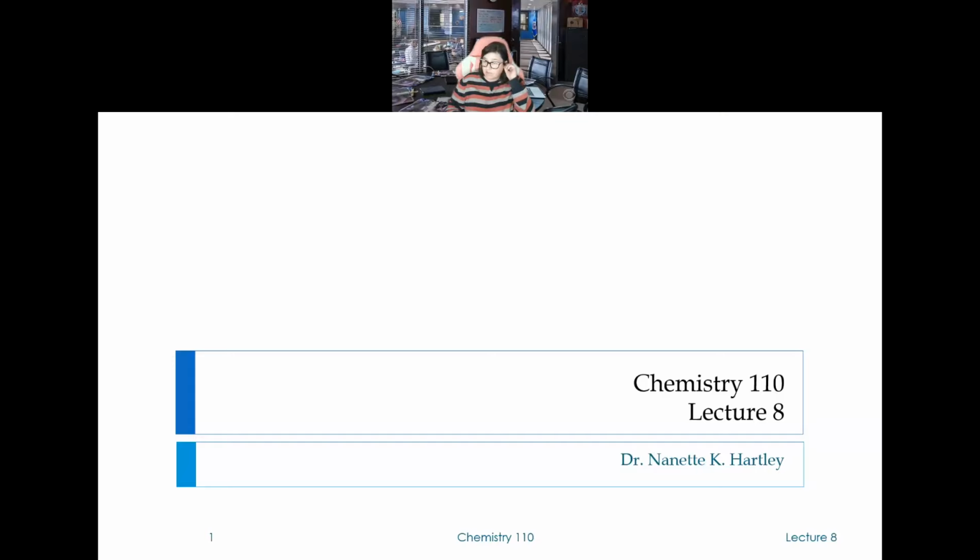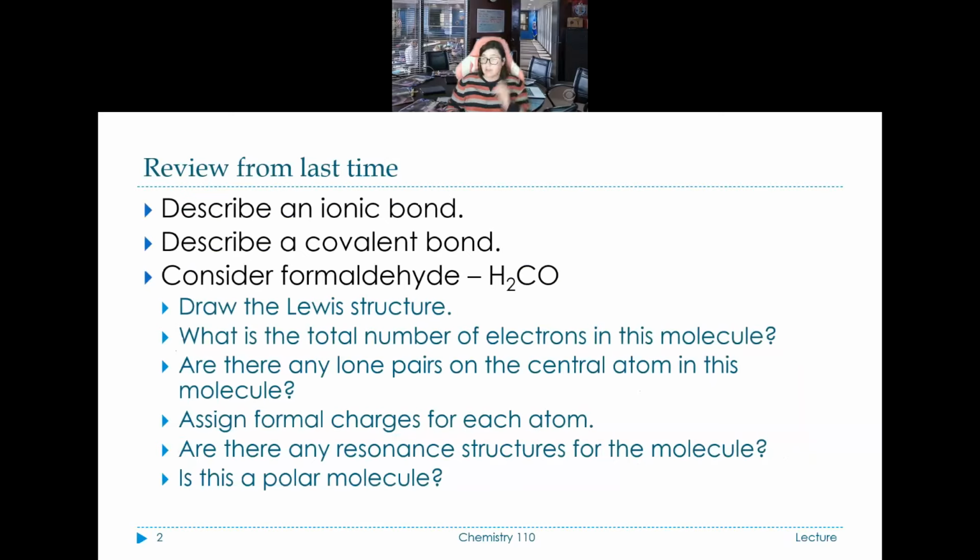Okay, thanks. So, review from last time. What's an ionic bond? Well, an ionic bond is something where we have transferred electrons between usually a metal and a nonmetal. So we have an unequal sharing of electrons. One has been transferred completely from the metal to the non-metal.